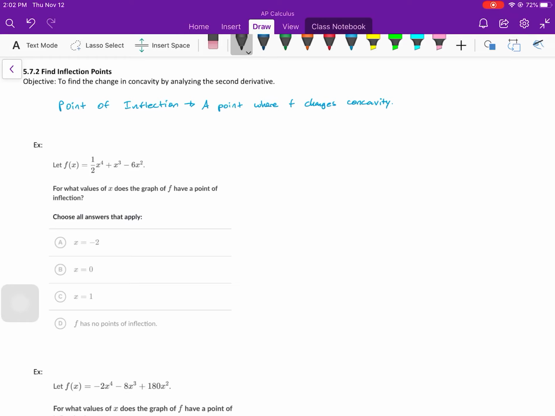Remember, with the critical point, we find where f prime is 0 or doesn't exist, and then we test it. Now it's a critical point simply if the derivative is 0 or it does not exist.